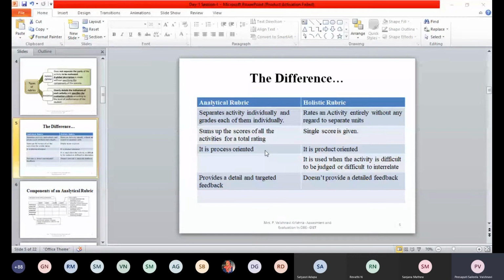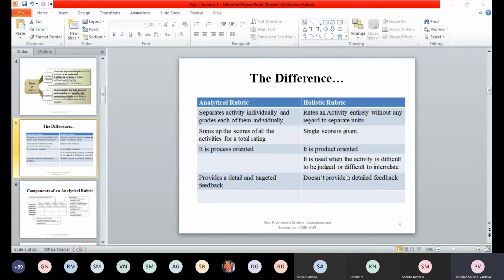Okay, and then now coming to holistic rubric, it is used when the activity is difficult to be judged or difficult to interrelate. You can't judge that particular topic, you can't break it. In some cases where it is not of that much importance, or when you can't break up an activity and divide it into so many parts, in such cases you go for a holistic rubric.